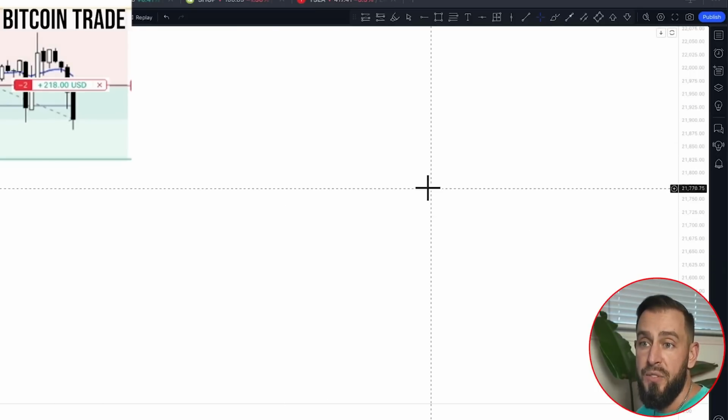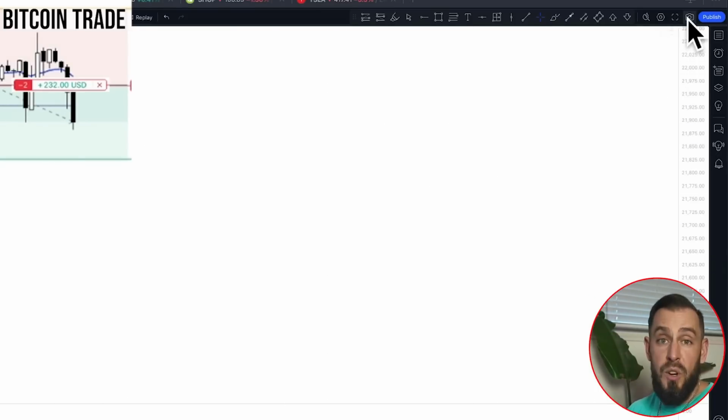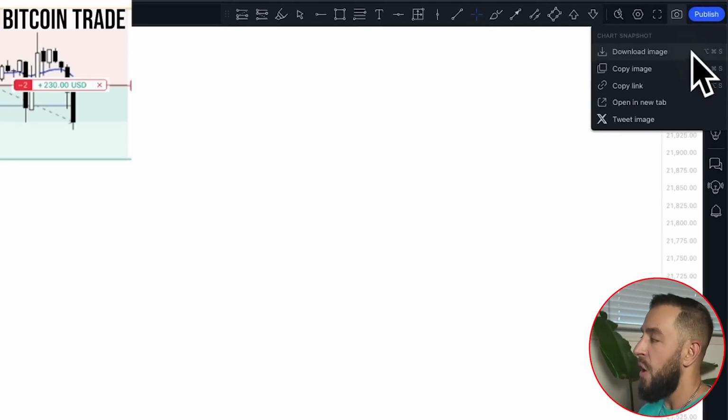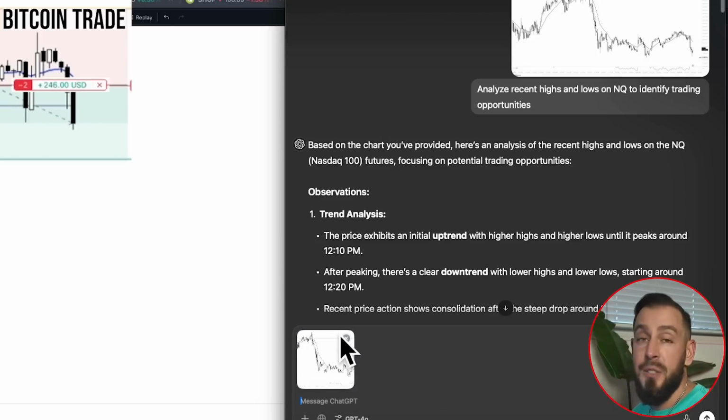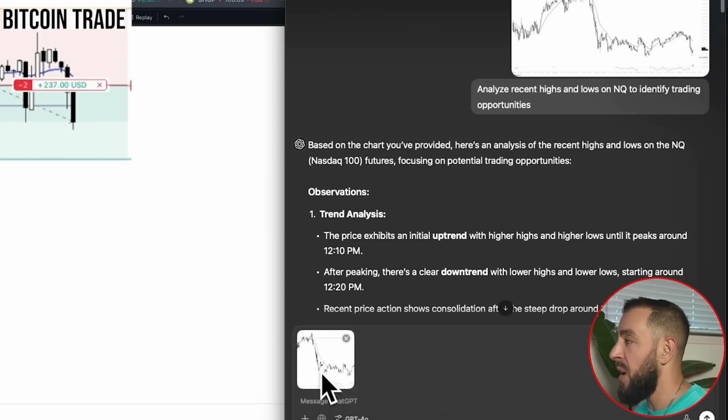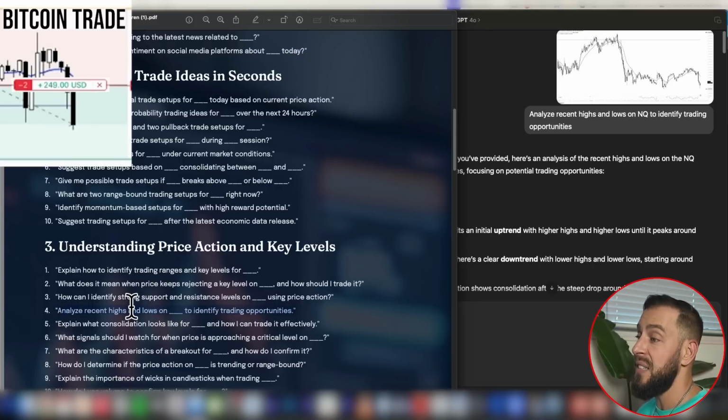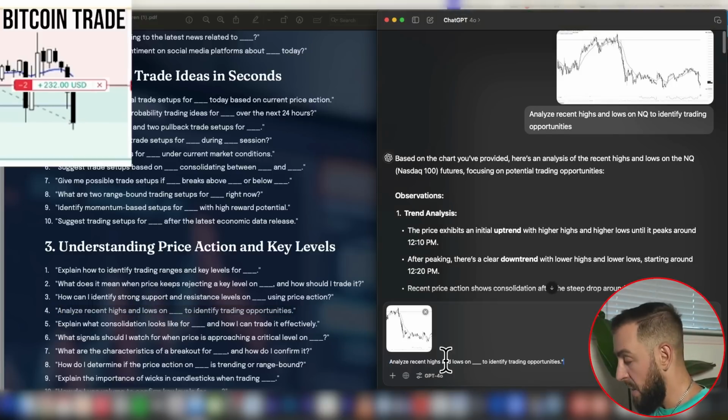And for this, I want to show you how to actually use a chart from TradingView. So let's open TradingView, pick what you want to trade, pull up the chart. All you're going to do is go up to this right-hand corner, hit copy image, drop it into ChatGPT and say something like analyze price action or use any other one of these prompts. Let's grab this one, analyze recent highs and lows to identify trading opportunities.